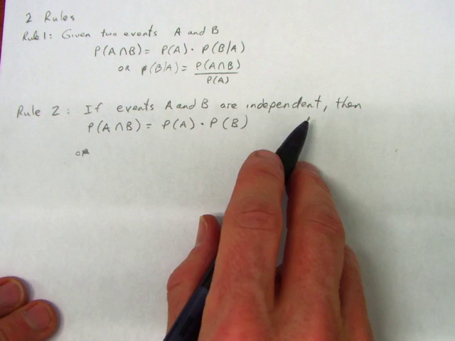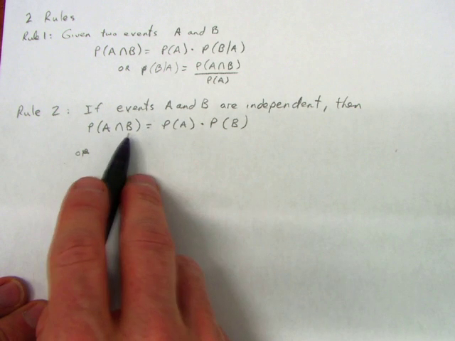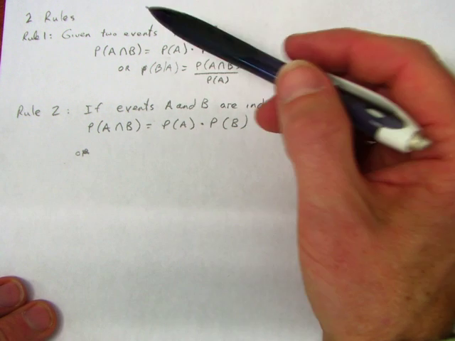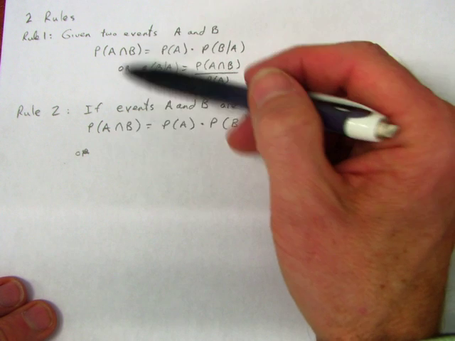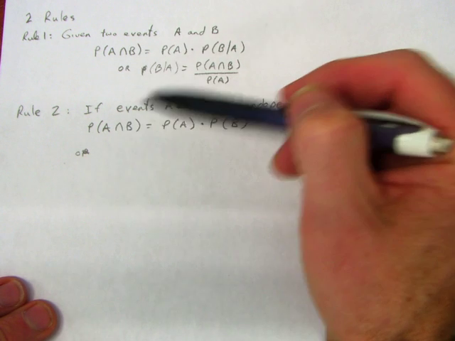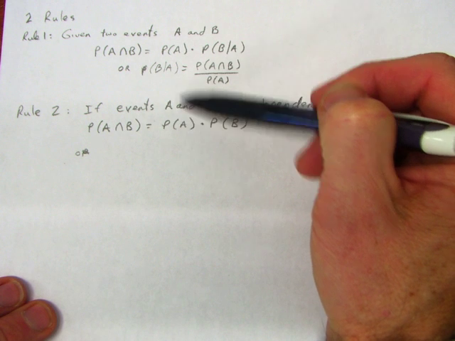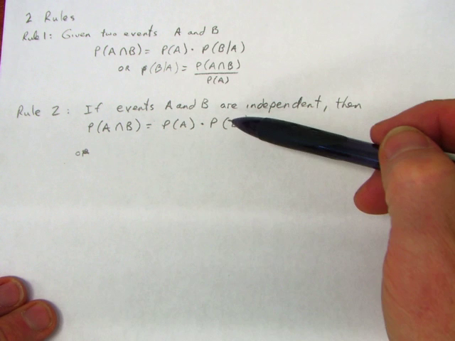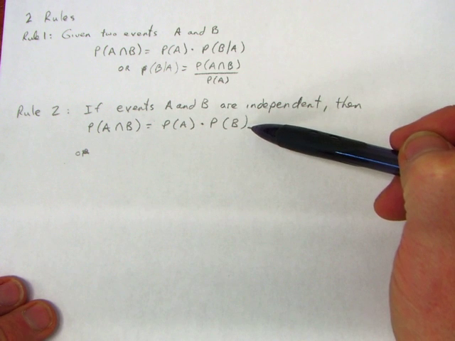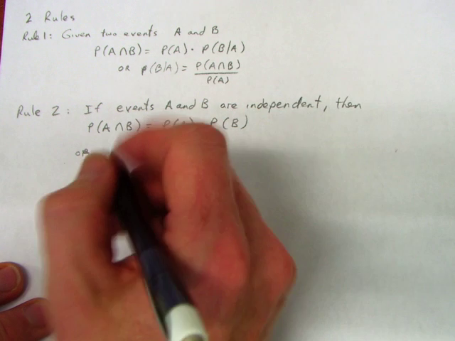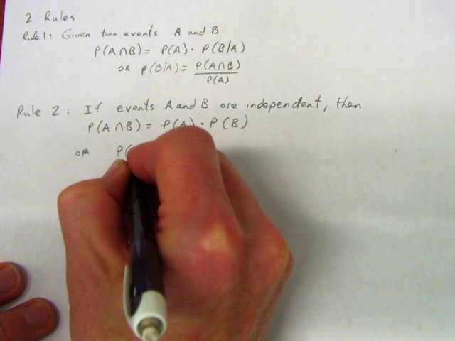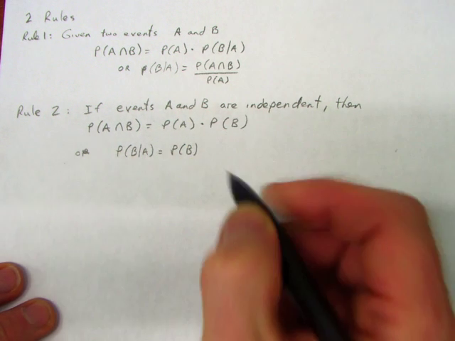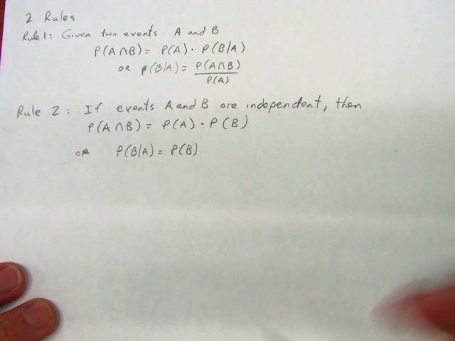If two events are independent, then the probability of A intersection B equals the probability of A times the probability of B. What I'd like you to do is compare these two. You see how the intersections are the same. The probability of A's are the same. But instead of having the probability of B given A, when they're independent, it's just the probability of B. What that's telling us is that if we can show that the probability of B given A equals the probability of B, then the two events A and B are independent.